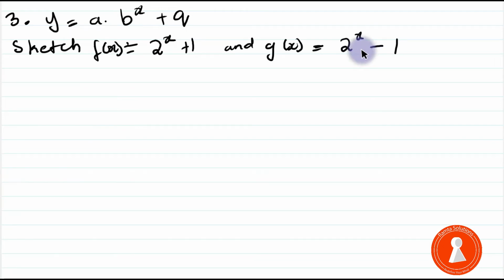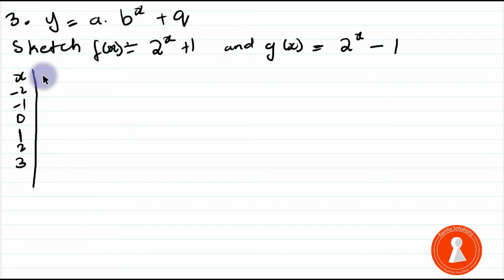Okay, now let's quickly draw a table. Let me make it horizontal. So I'm going to say x, let me start at minus 2, minus 1, 0, 1, 2, 3. Okay, that's fine.